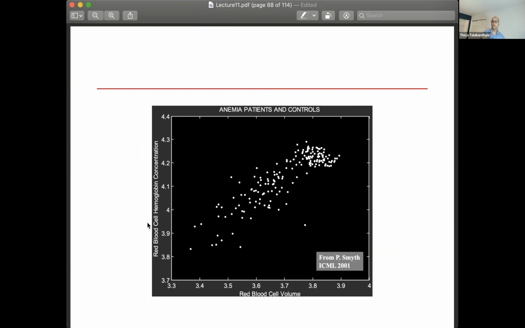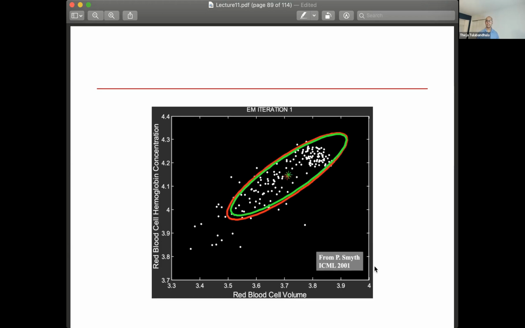where having an overlapping cluster representation makes sense. Okay, so it's RBC concentration and RBC volume. It's actually almost 20 years old. So you can see you can start EM with some parameters. So here are the two.